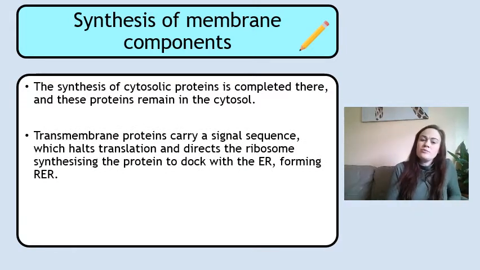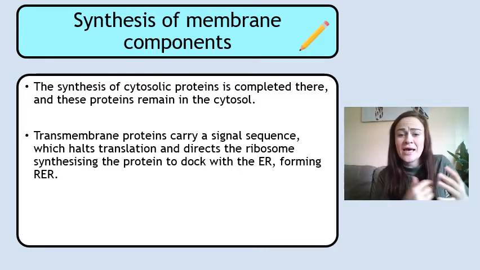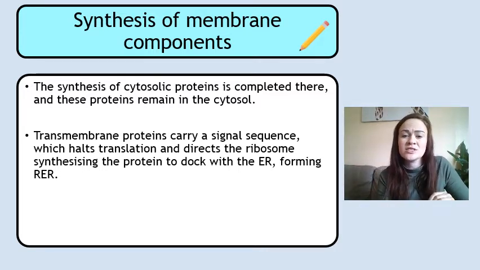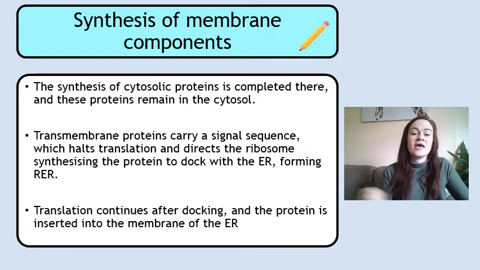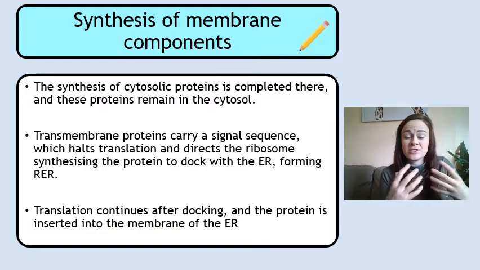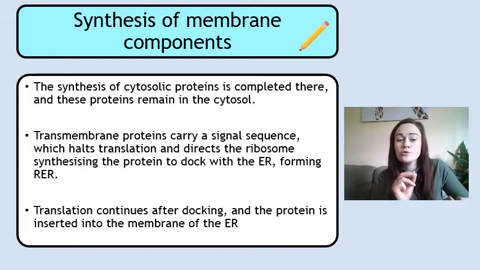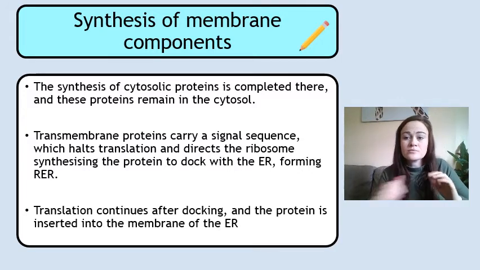And transmembrane proteins, those are the ones where the ribosomes end up moving to the ER. The transmembrane proteins carry the signal sequence that halts the translation and moves the ribosome that's synthesizing that protein to dock onto the ER. At that point, translation continues and completes, and that protein is actually inserted into the membrane of the ER.